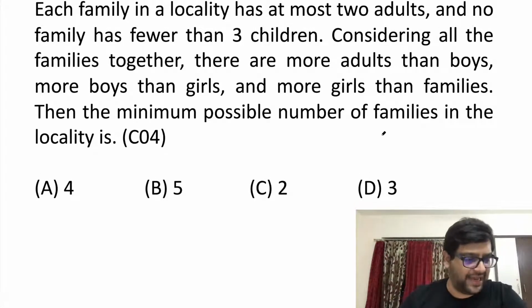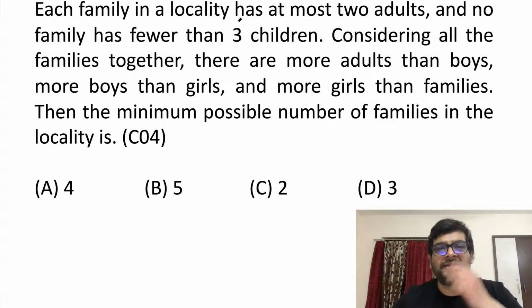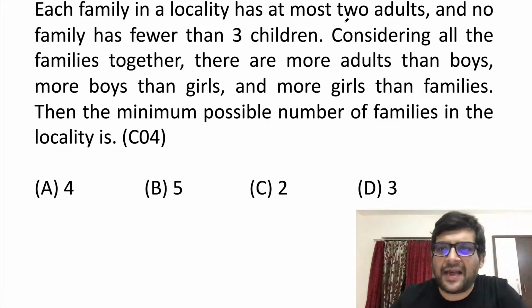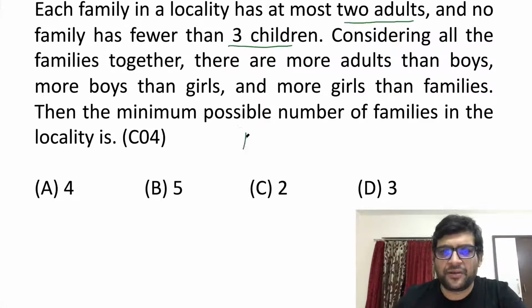Let's check if Shreya is right or not. Each family in a locality has at most 2 adults and no family has fewer than 3 children. So the number of adults per family is less than or equal to 2. The number of children per family is greater than or equal to 3.